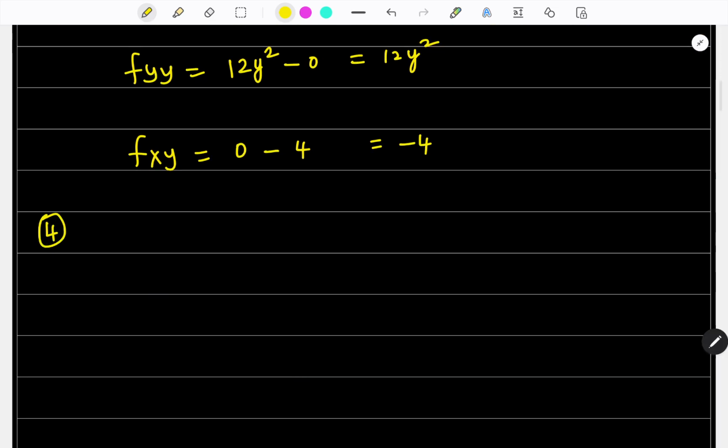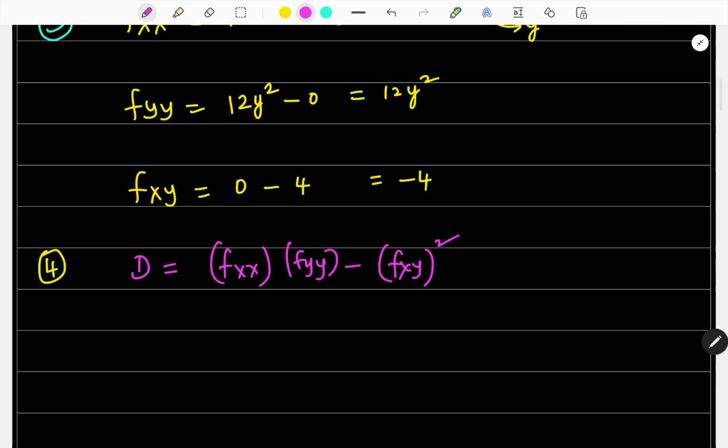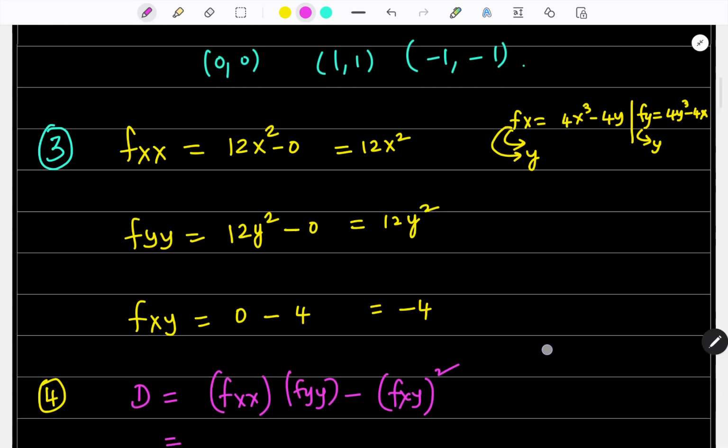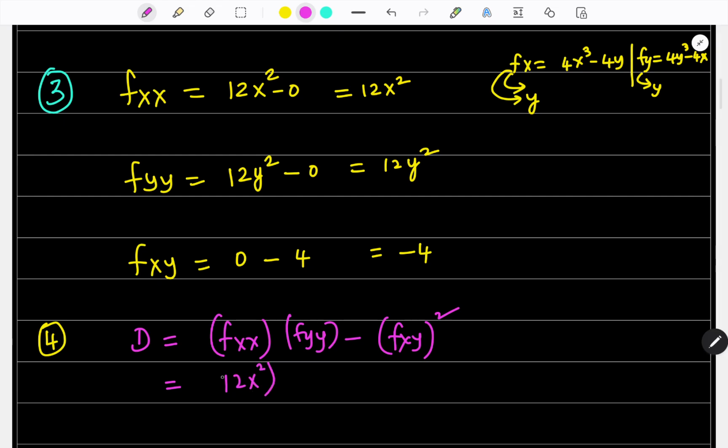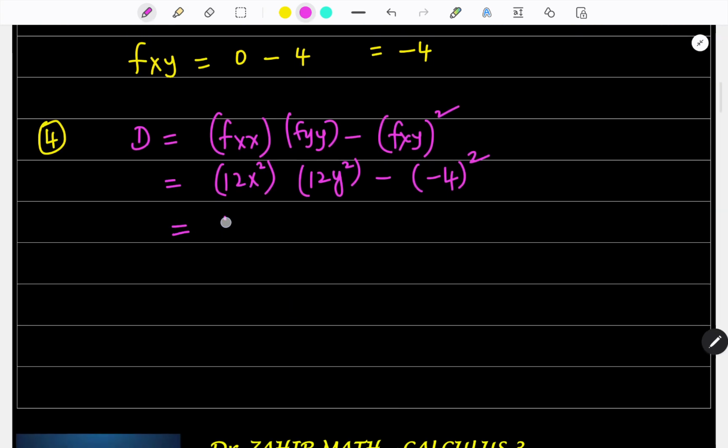Step number 4. You're going to create D. D is fxx times fyy minus fxy the whole square. So D is 12x square times 12y square minus minus 4 the whole square. This is equal to 144 x square y square minus 16.